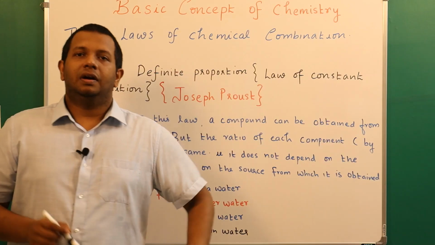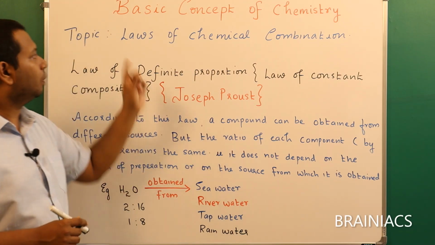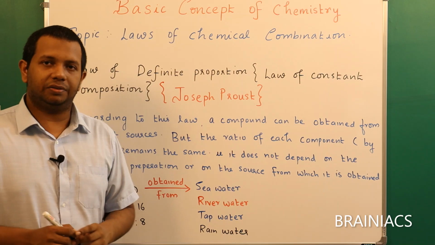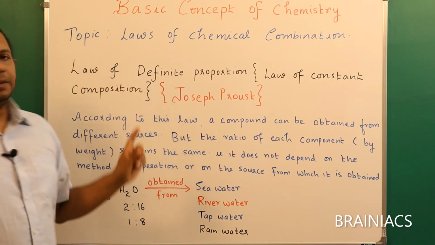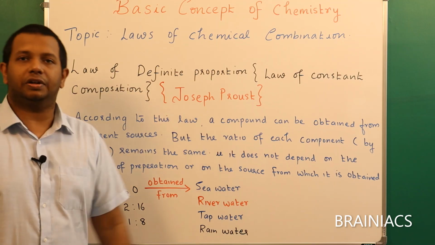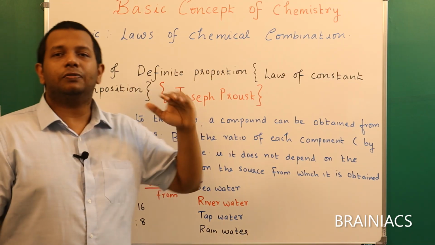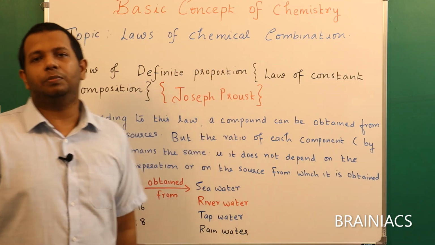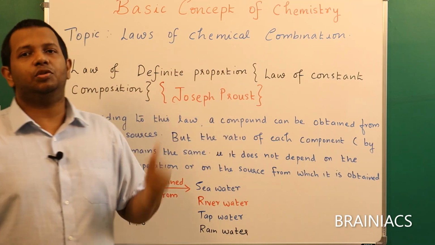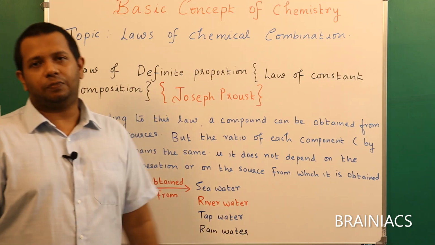Okay. Hi students. So the next law we are going to discuss under the topic laws of chemical combination is the law of definite proportion, or another name is law of constant composition. The more meaningful one, I feel, is always law of constant composition, because from that term we can try to understand what this law is actually. And this law was proposed by Joseph Proust.